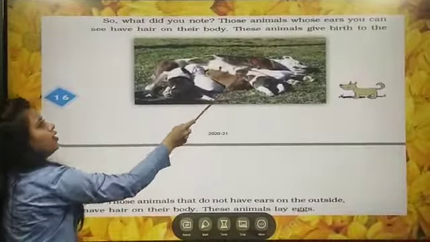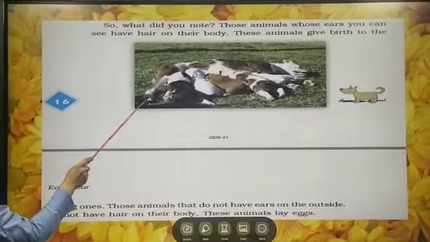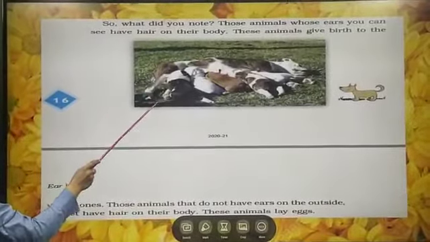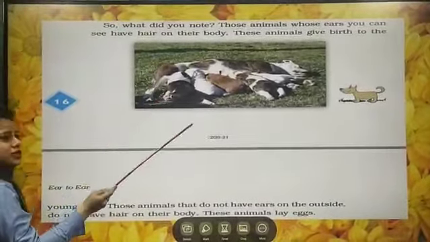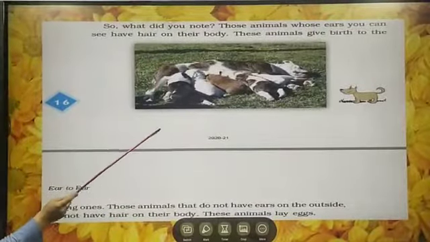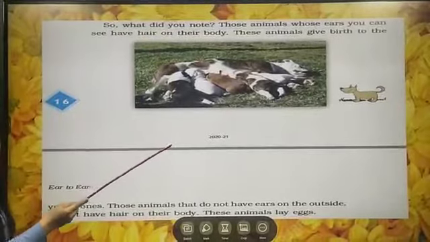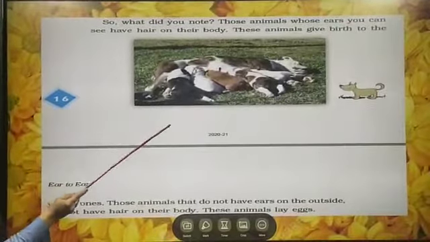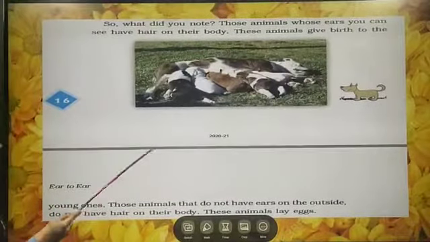Yes, kids, if you see a dog in front of you, you see that a dog's ears we can see. A dog has hair on his body which we can see. So this type of animal gives birth to babies. Like humans, humans have ears outside. We can see the hair on the body of the humans. So these animals give birth to babies.